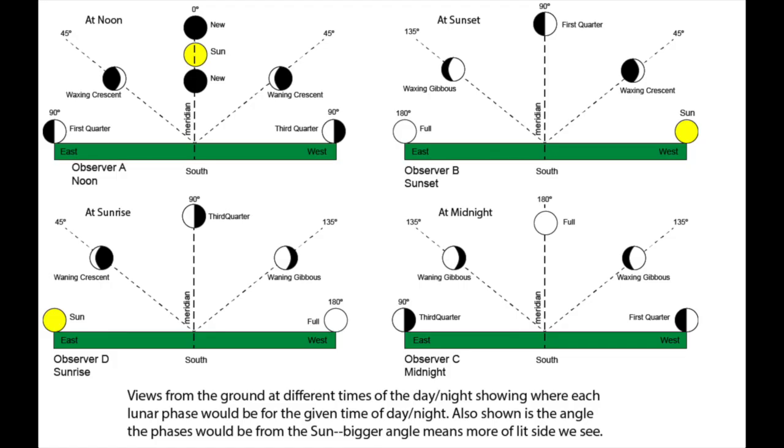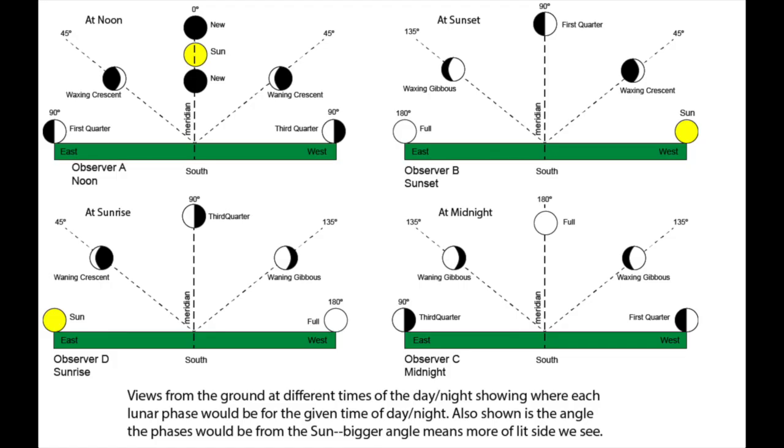A few days later, the moon would be at third quarter, which is lit on the left side. It would be 90 degrees from the sun, and it would be 6 hours ahead of the sun. It would rise at midnight, as shown in the observer C picture, cross the meridian at sunrise, as in the lower left observer D picture, and set at noon, as in the observer A picture.